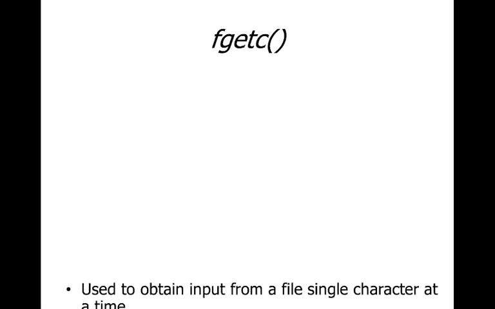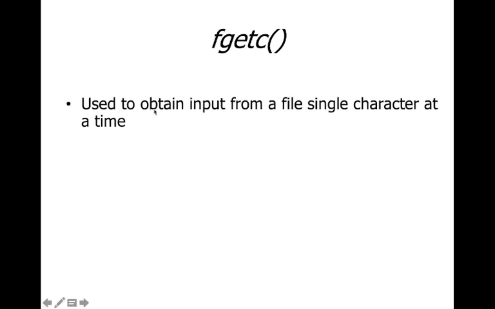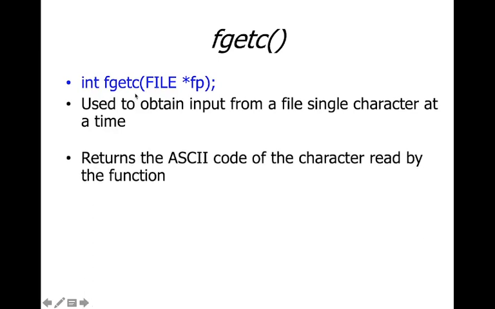Then the second function is the fgetc function. The fgetc function is used to obtain input a single character at a time. This is the syntax: int fgetc(FILE *fp). It is used to obtain input from a file, a single character at a time. So we can get a single character from a file. The other function is to write into a file; this one is to get a character from a file.